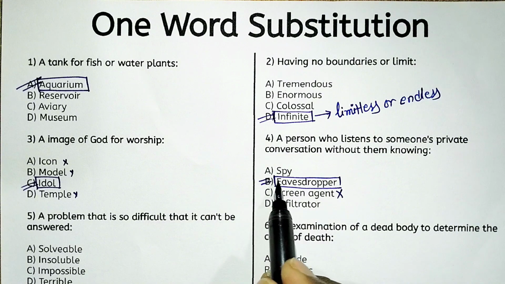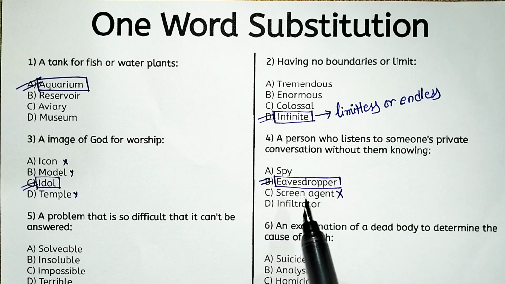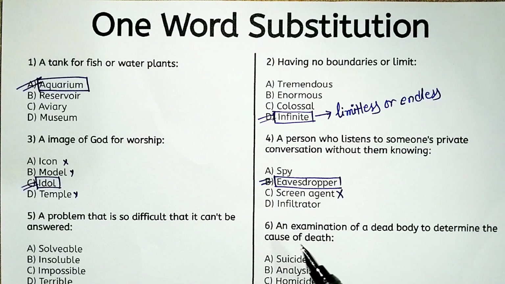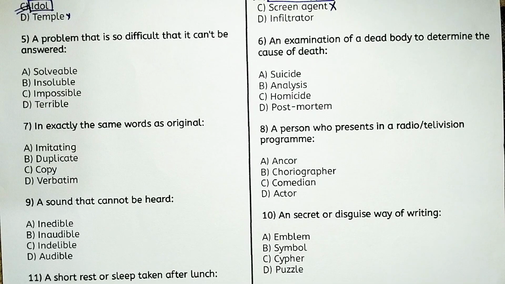And what is the meaning of spy? Spy means a person who secretly collects information. And infiltrator means a person who secretly enters a group or a place, not specially to eavesdrop.